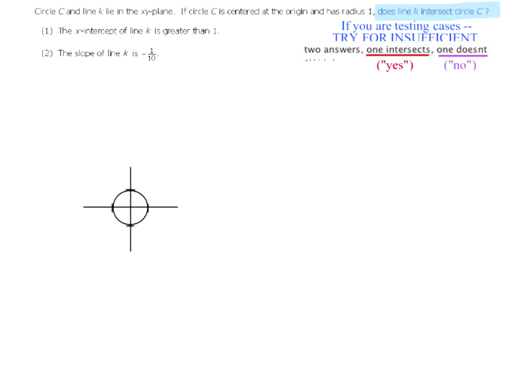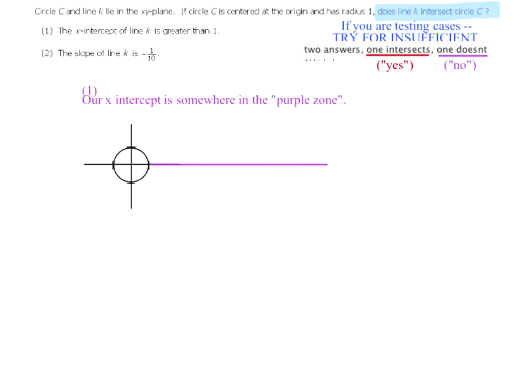The x-intercept of line K is greater than 1. That just means the x-intercept is on the right-hand side somewhere. So statement 1 just tells us that our x-intercept is somewhere over there, in the purple zone. Remember what we're trying for: we're trying to intersect the circle, and we're trying to not intersect the circle. That's not that hard to do.